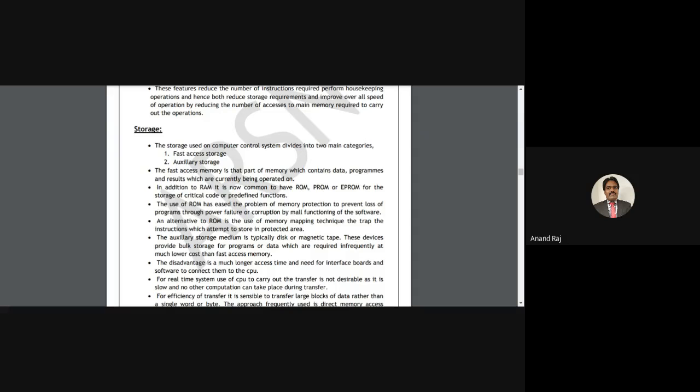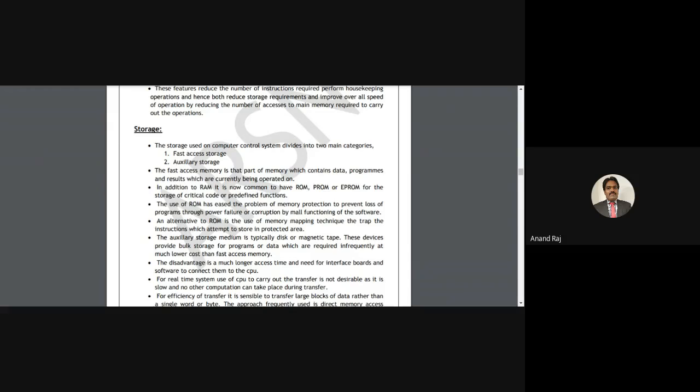In addition to RAM, it is now common to have ROM, PROM, EPROM for the storage of critical code or predefined functions. ROM stands for read-only memory, PROM stands for programmable read-only memory, EPROM stands for electronically programmable read-only memory. So these are some of the types of ROMs. If you want to store something permanently, use ROMs. For example, the important codes, critical parts of the codes or the predefined functions, you can store them in ROMs.